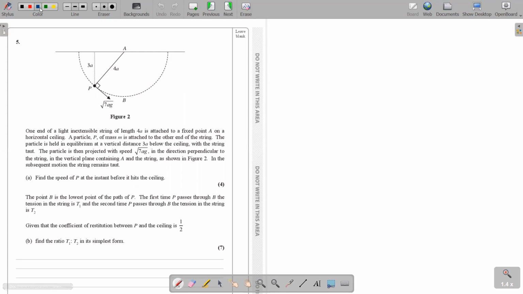So what do we need to do here? Again, in vertical circular motion, there are just two concepts to use: conservation of energy and F equals ma towards the center. So if I want to find the speed before it hits the ceiling, I'll take the particle at this point. So let's use the concept of conservation of energy.